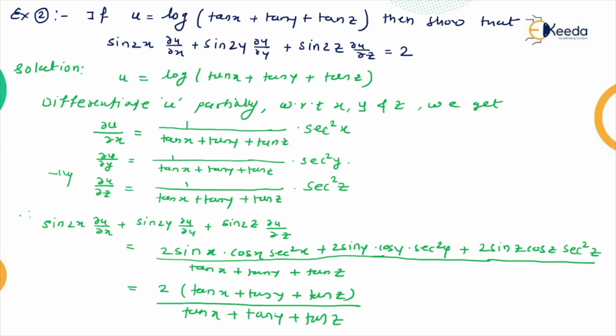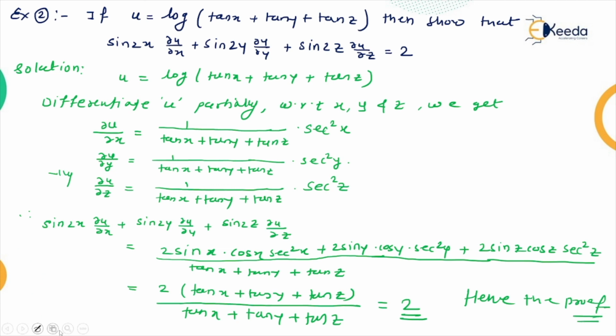So you just look at the numerator and denominator, this gets cancelled and your answer will be what? That is equal to 2. Hence the proof. I hope you have understood this problem very well.